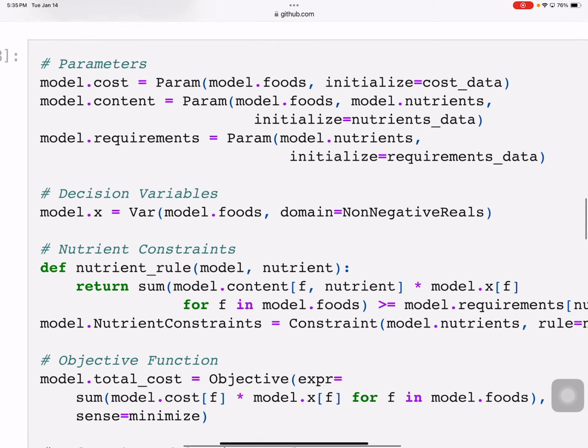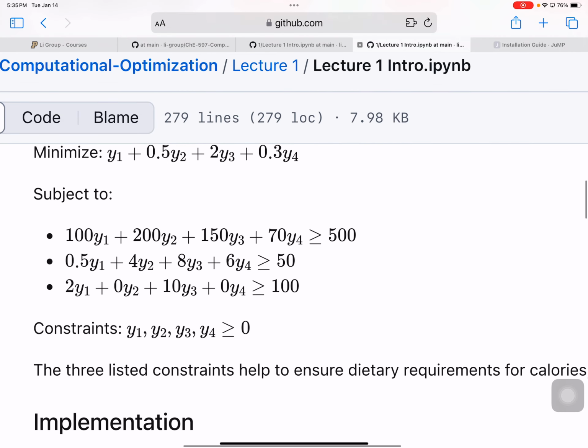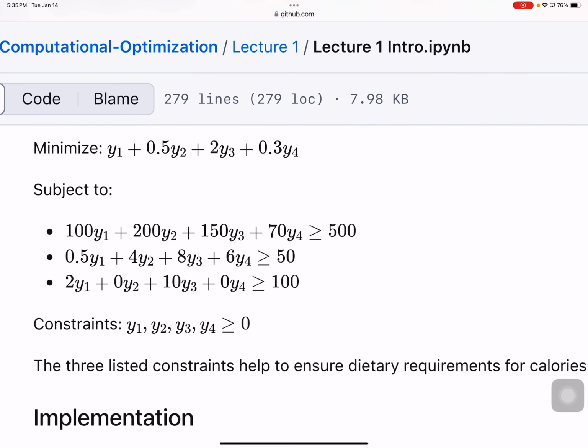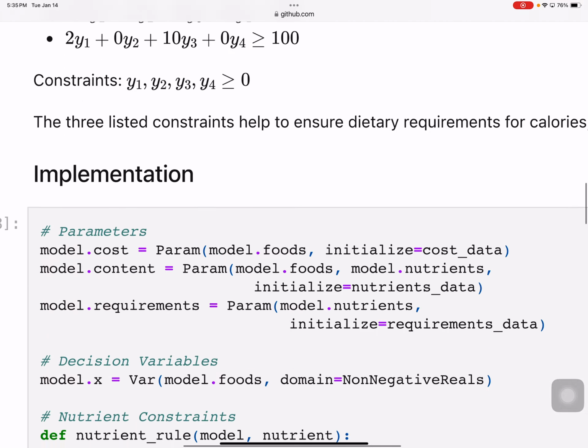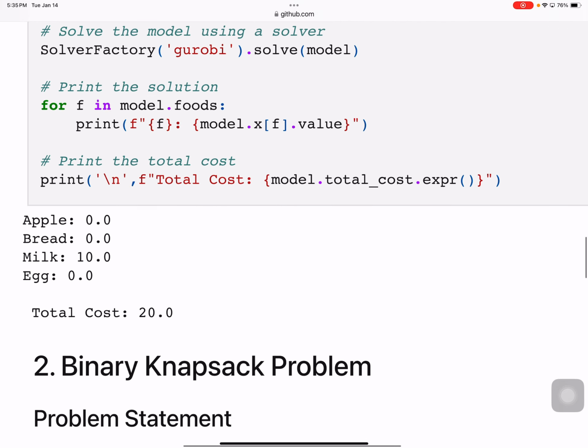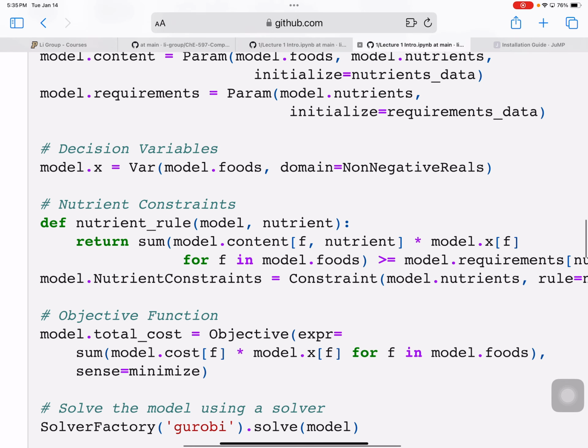Okay, so let's go back to the constraint to take a look at it. As you can see, we have 3 constraints defined for each nutrient, right? The calorie, protein, and vitamin. Therefore, in order to define this constraint generally, you need to index the constraint by nutrients because you have 3 different nutrients here, right? That's why, as you can see, in defining the constraint, it is defined on top of model.nutrient.